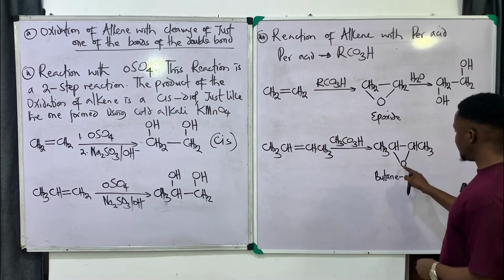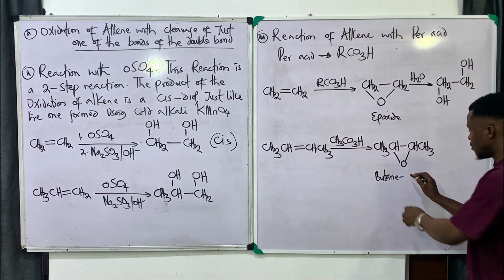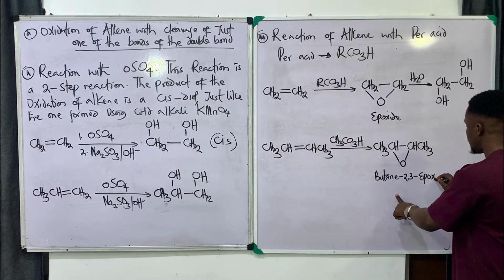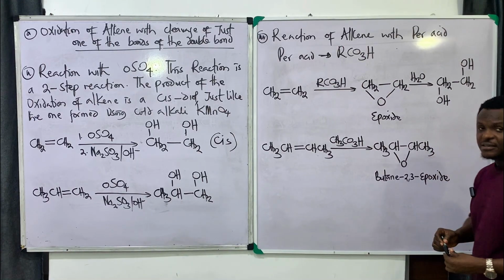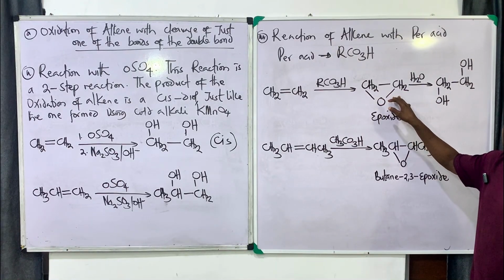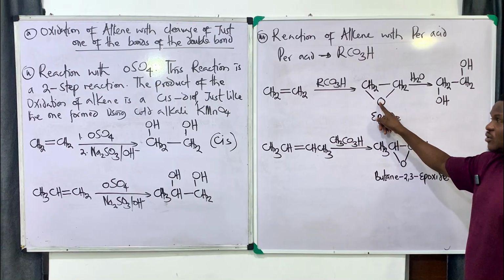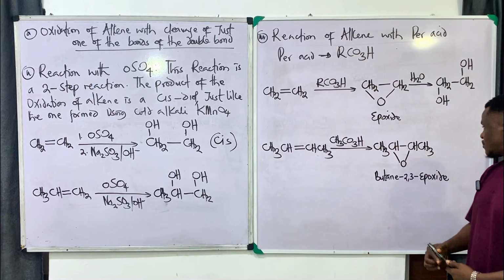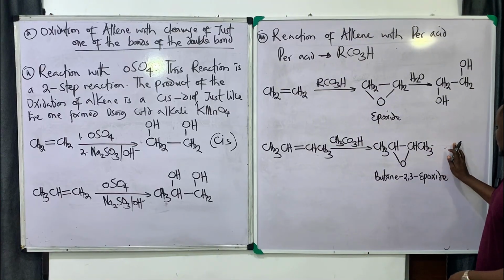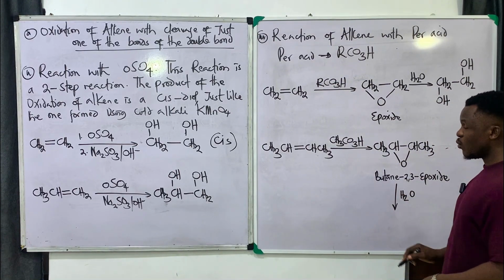Now these two carbons that are holding this oxygen, right? This is carbon 2 and this is carbon 3. So this becomes 2,3-epoxide. Now in this case, this will be ethane 1,2-epoxide, because this is ethane and the two carbons that are holding this oxygen are carbon 1 and carbon 2. Now once again, this can open up in the presence of water. All right, so let's do this. If you add water to this, this can open up.